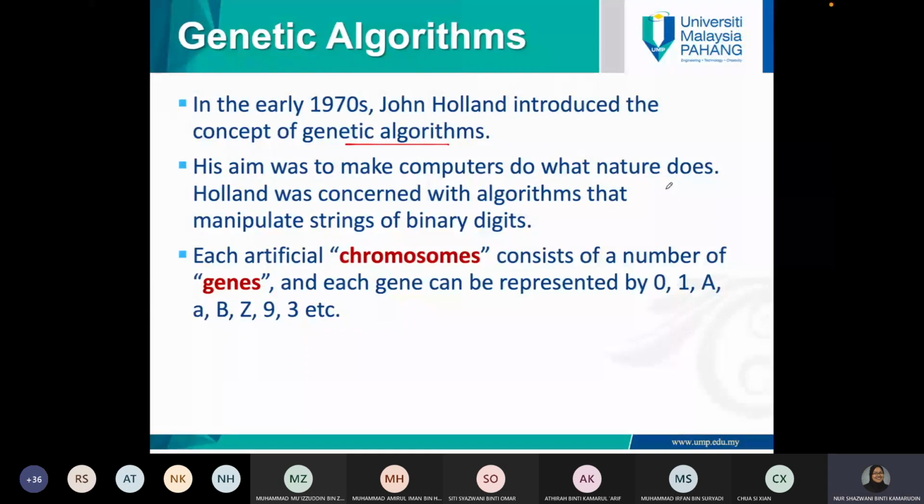So Holland was concerned with algorithms that manipulate strings of binary digits. Strings of binary digits, they mean the 0, 1 sequence of strings. So each artificial chromosome consists of a number of genes, and each gene can be represented by 0, 1, A, B, Z, whatever. It doesn't need to be only 0 or 1, but it can be represented as any kind of words or any kind of numbers.